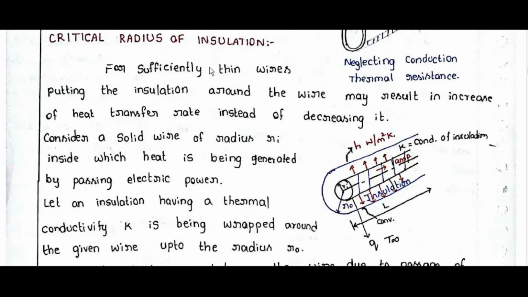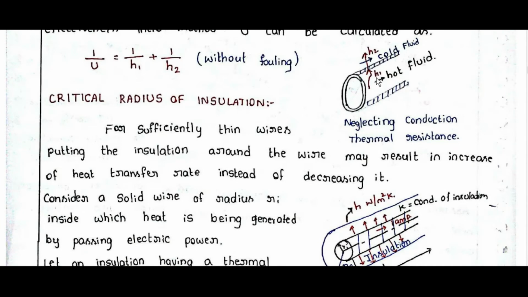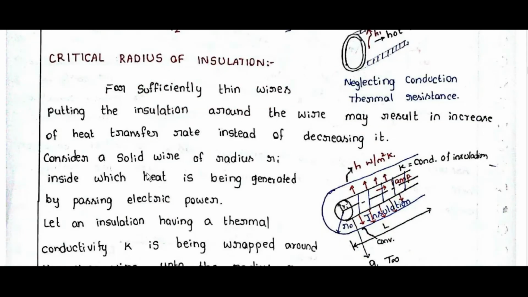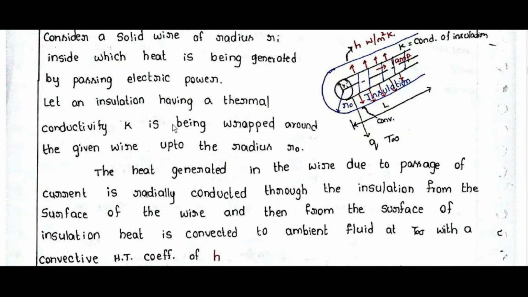Critical radius of insulation for a sufficiently thin wire, with H2, H1 hot fluid, neglecting conduction thermal resistance. For sufficiently thin wires, putting insulation around the wire may result in an increase of heat transfer rate instead of decreasing it. Consider a solid wire of radius Ri inside which heat is being generated by passing electric power. Let an insulation having thermal conductivity K be wrapped around the given wire up to radius Ro.